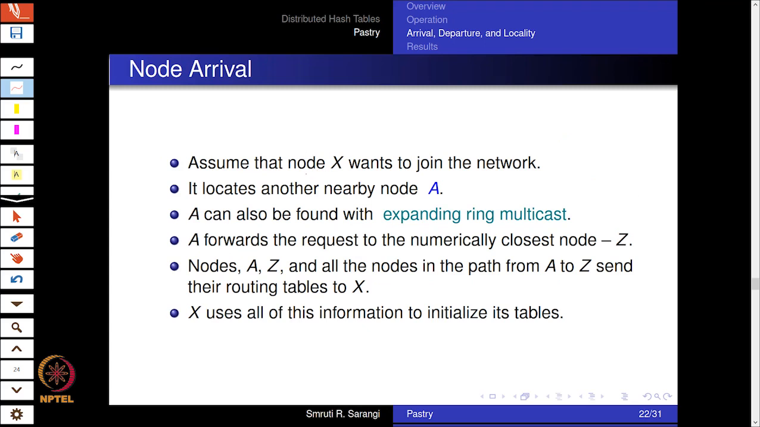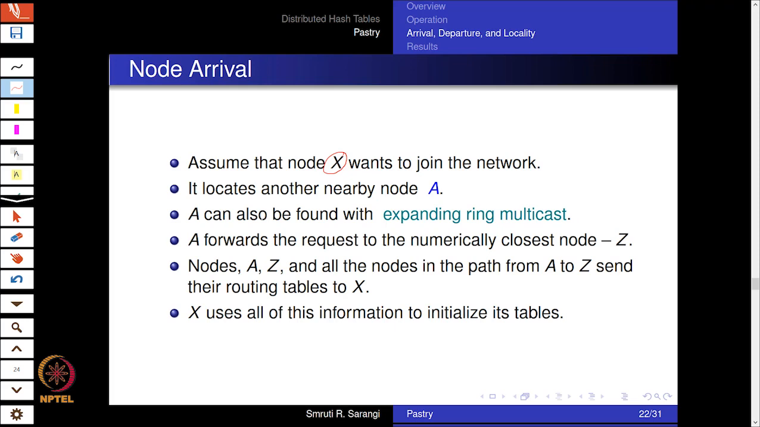So the addition protocol is simple. Assume that node X wants to join the network, a new node. It locates a node that is close to it in terms of geographical proximity. It can be another node in the same data center, in the same subnet. Basically, another node in the same area, which is close by. It's not on the other side of the world.